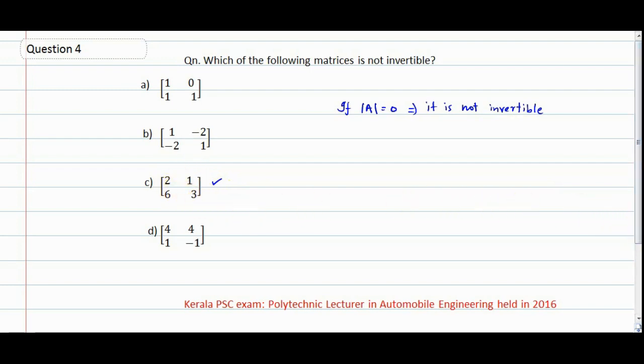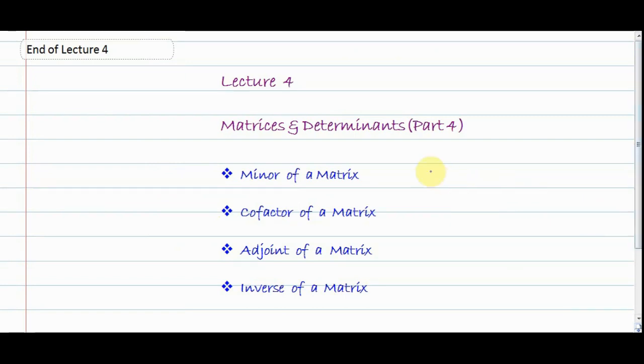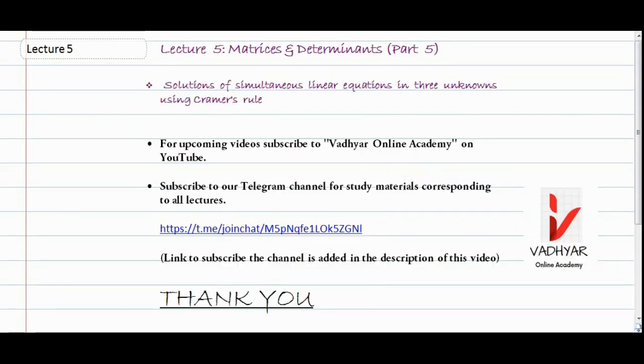Okay, so with this we are coming to end of lecture 4. In lecture 4 we discussed about minor, cofactor, adjoint and inverse of a matrix. And in lecture 5 we will see what is Cramer's rule.